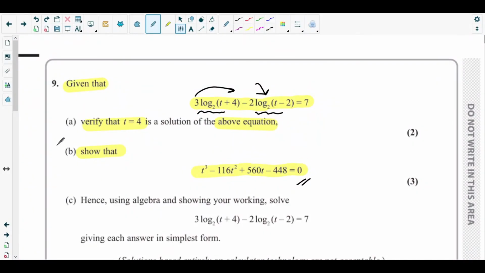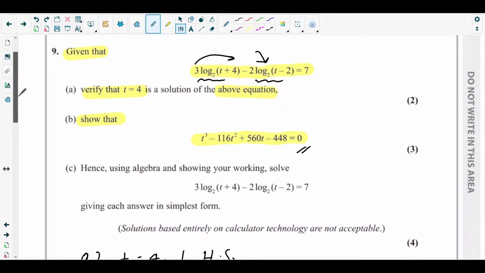Exactly. That's what part B of question number 9 has asked to show. Fine. Okay, next is part C. In part C, the question says, hence using algebra and showing your working, solve 3 log base 2 (t plus 4) minus 2 log base 2 (t minus 2) equals 7, giving each answer in simplest form. Okay, so we need to solve the given logarithmic equation.